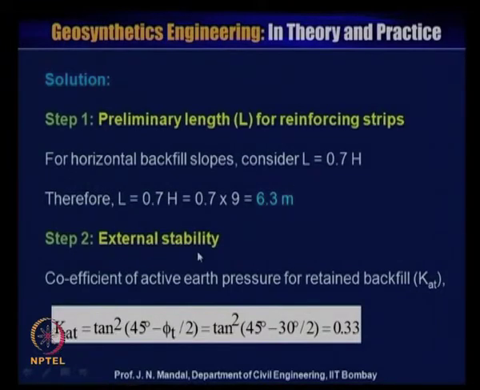Step 2, we will move on to external stability. You know the coefficient of active earth pressure for the retained backfill, that is KAr. KAr is equal to tan square of 45 degree minus phi r by 2, and phi r is given as 30 degree. So, if you substitute this value, you can calculate tan square of 45 minus 30 degree by 2, which is equal to 0.33.